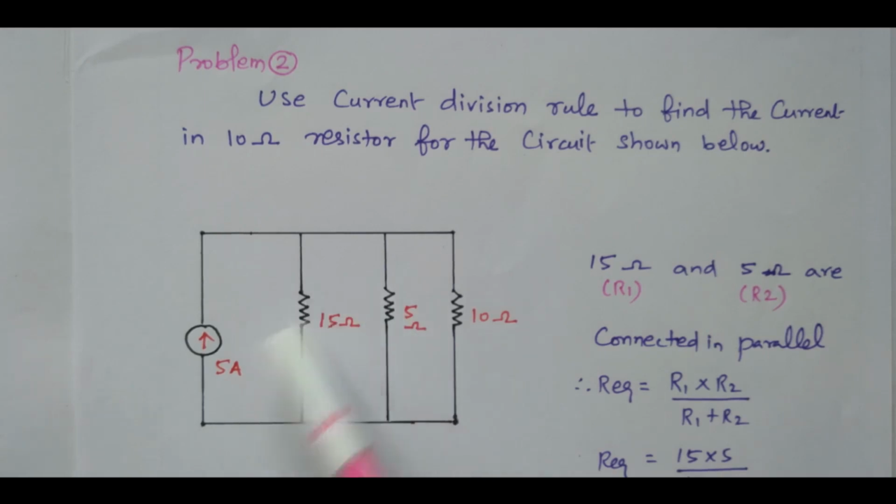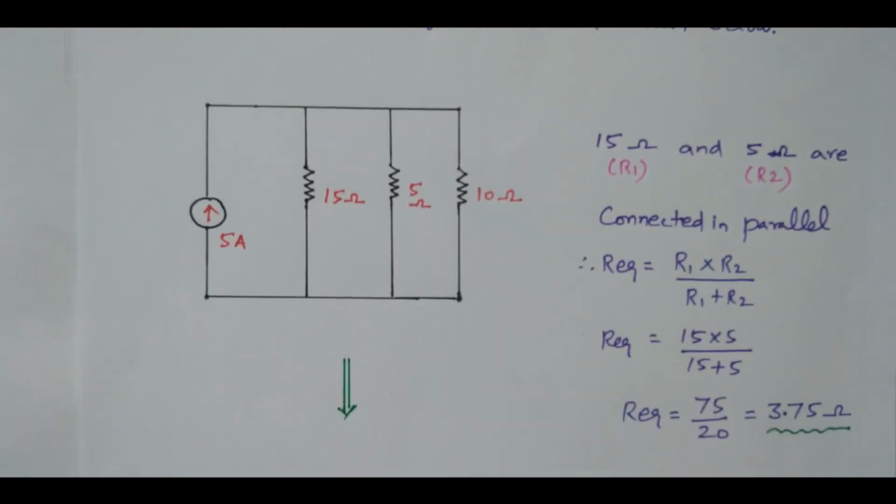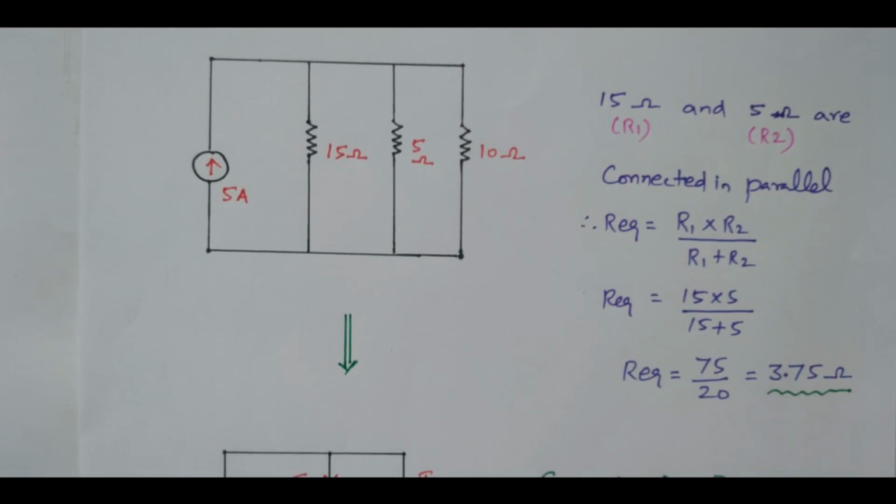Based on the parallel combination, we'll make it a single resistor. That is, the 15 ohm and 5 ohm are connected in parallel. We'll take the 15 ohm as R1 and the 5 ohm as R2. What is the equivalent resistance? R1 into R2 divided by R1 plus R2. So R1 is 15, R2 is 5. 15 into 5 divided by 15 plus 5. That is 75 divided by 20, 3.75 ohm. Right? So these two resistors connected in parallel are converted into a single equivalent resistance, 3.75.